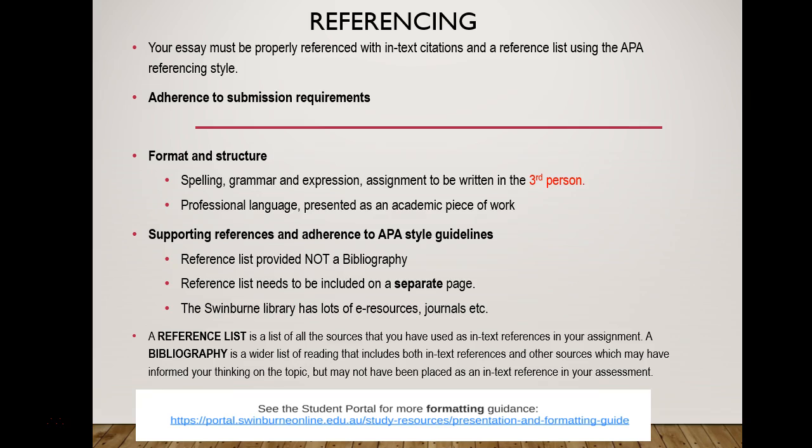Information about our referencing. You need to make sure that your essay is properly referenced with in-text citations and a reference list using the APA referencing style. Now, if you have a look at your format and structure, it needs to be written in third person. So you need to ensure that you're writing in third person. So none of this I, me, anything like that. We want to see complete third person throughout your essay. And we're looking for professional language. It's an academic piece of work, so we're looking for it to be presented in that way. We're looking for that reference list on that separate page.